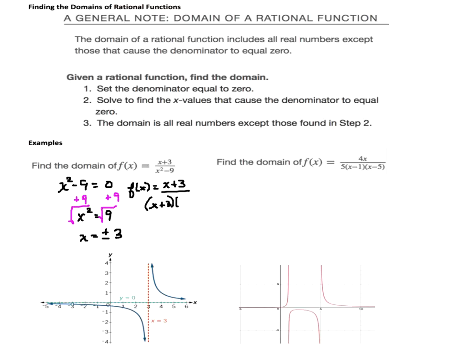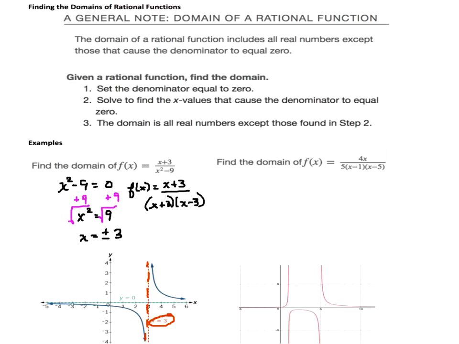Now, I also want to look at this in a factored form. So let's say we have f of x equals x plus 3 over, if I factored x squared minus 9, that's x plus 3 times x minus 3, and I used difference of squares to do that factoring. So for those of you that are still having trouble with factoring, to figure out how that one factors, you need to look up difference of squares.